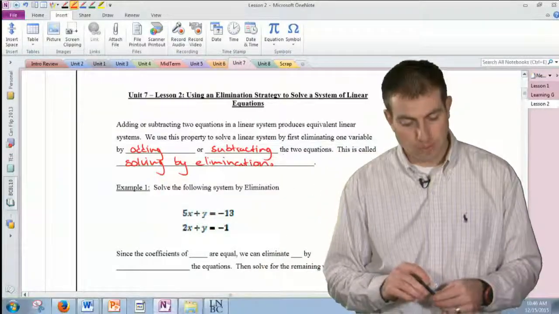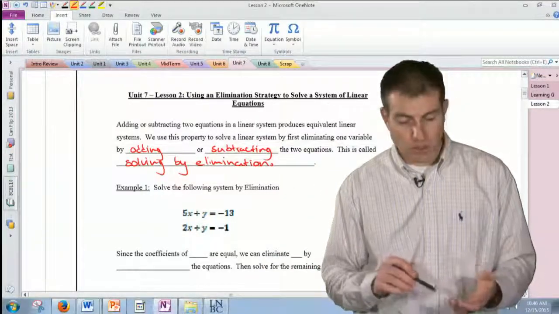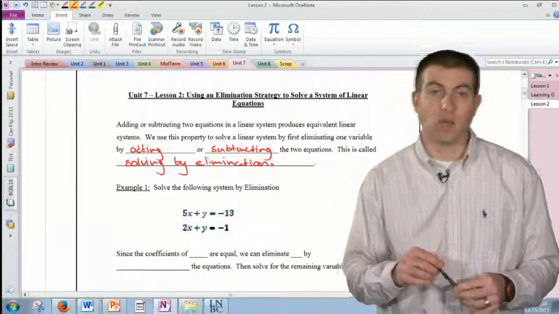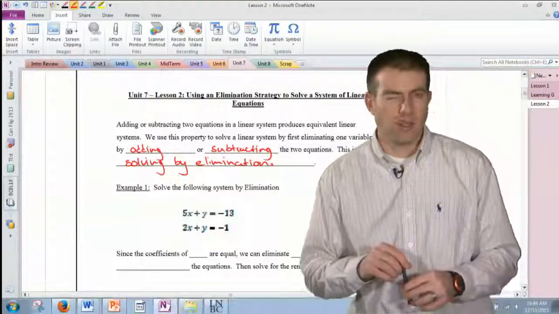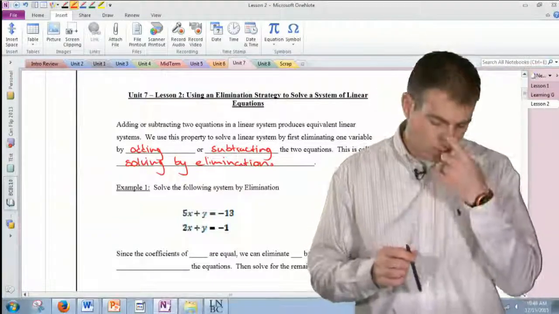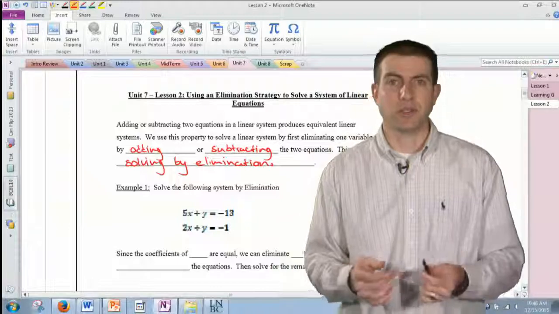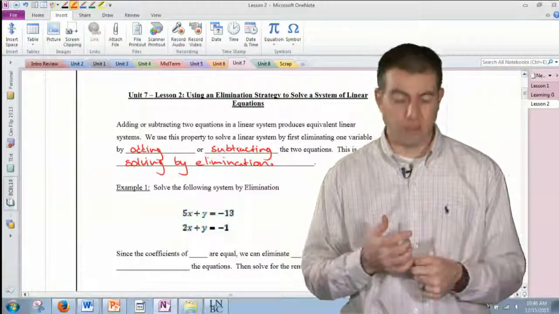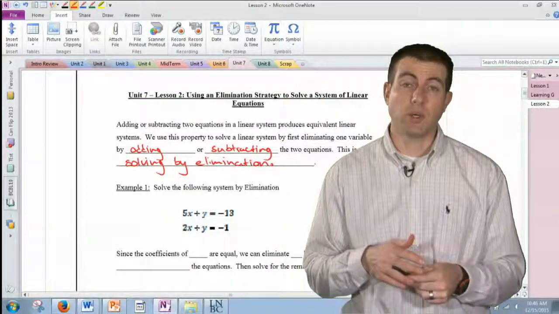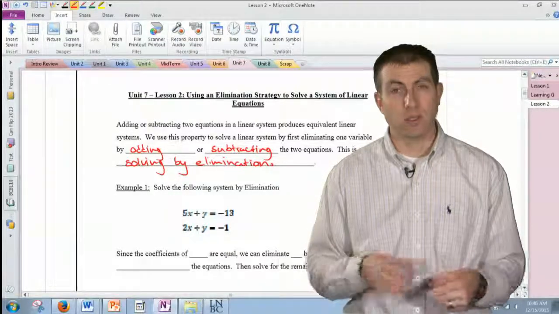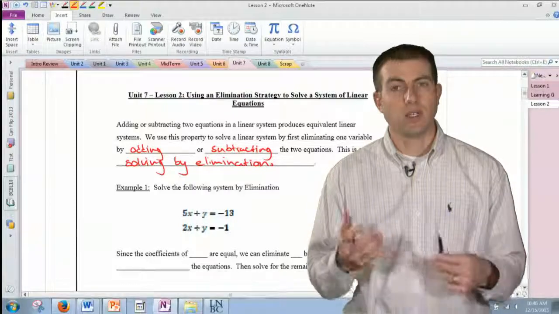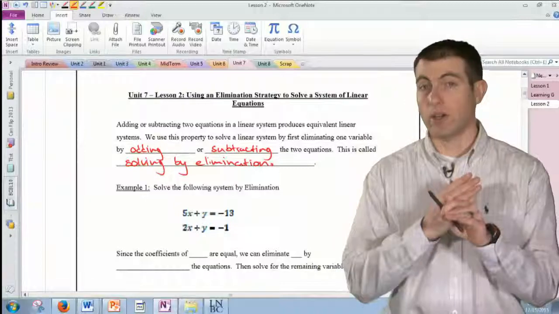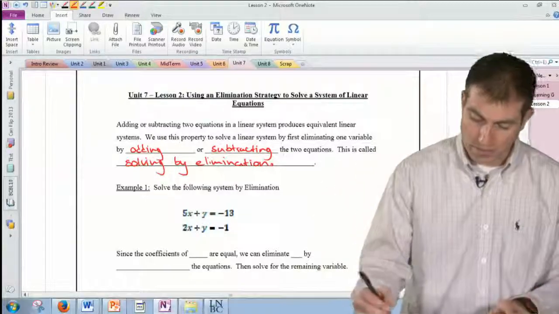All right, so we're given two equations, 5x plus y equals negative 13, and 2x plus y equals negative 1. On a test, it's likely that it will just say solve this system. So you're trying to find the point where those two lines intersect. If you want to draw a graph, you can. There's nothing wrong with that, and sometimes it's a good way to check your answer, but there's other ways. So without graphing, how do we solve this system, or find a point that satisfies both equations, or where those two lines cross? Those are all kind of asking the same thing.